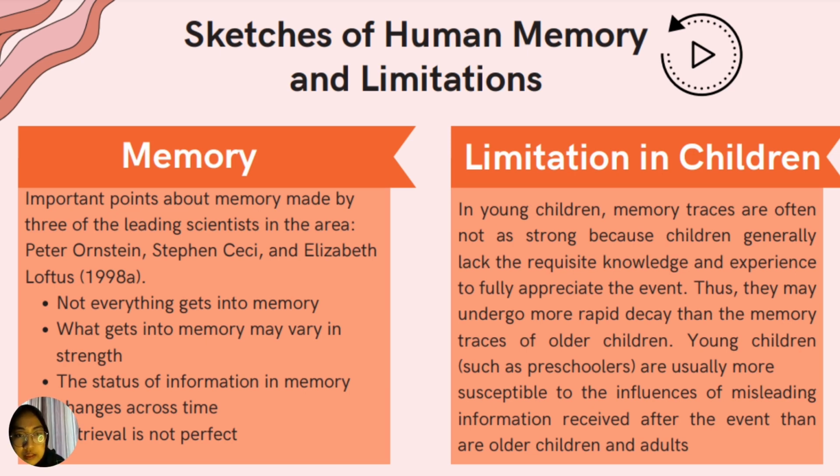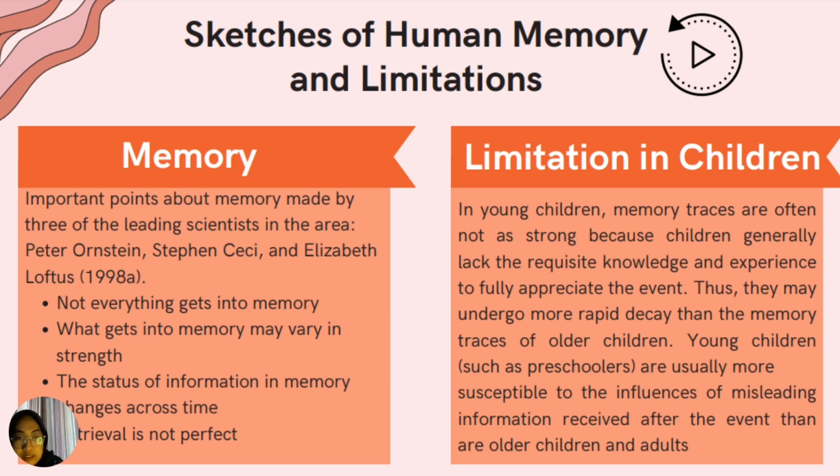Next is the sketches of human memory and limitation. There are important points about memory made by three of the leading scientists in the area, including: not everything gets into memory; what gets into memory may vary in strength; the status of information in memory changes across time; and retrieval is not perfect.